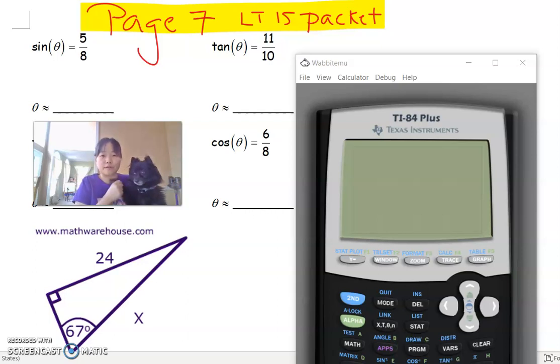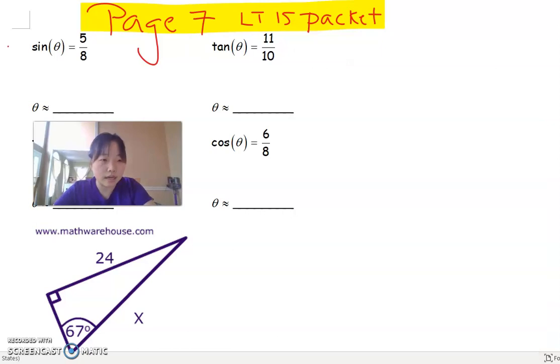Do you see how the first question said sine of theta is 5/8? So you need to get rid of the sine. To get rid of the sine, you need to do inverse sine. Inverse sine looks like a sine with a little -1. That means if you do inverse sine on the left side, you have to do it to the right side.